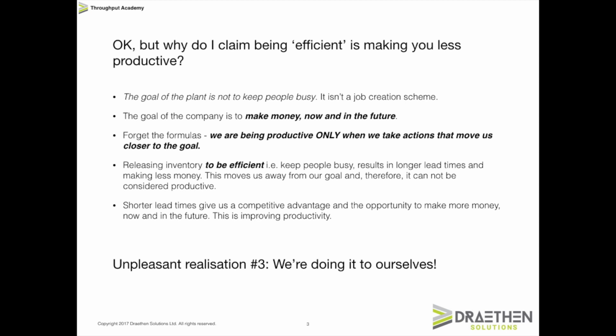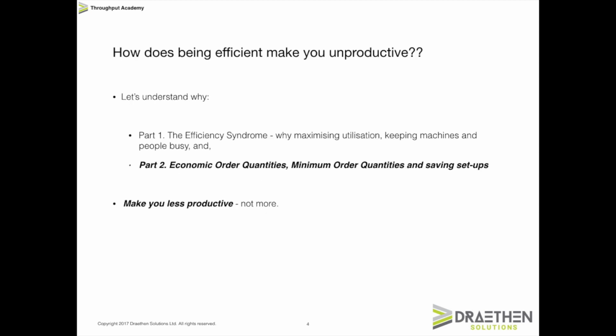We need to be doing things which move us towards our goal, which is looking for ways to shorten our lead time. And one of those ways in which we can do that is, first of all, to stop just releasing raw material to keep people busy. Before we get into how we might organise the manufacturing system differently, we also need to talk about some other ways in which people think that they're being efficient but is actually making them unproductive. Part 2 talks about economic order quantities, minimum order quantities and safe-in setups, and how they all combine to help make you unproductive.